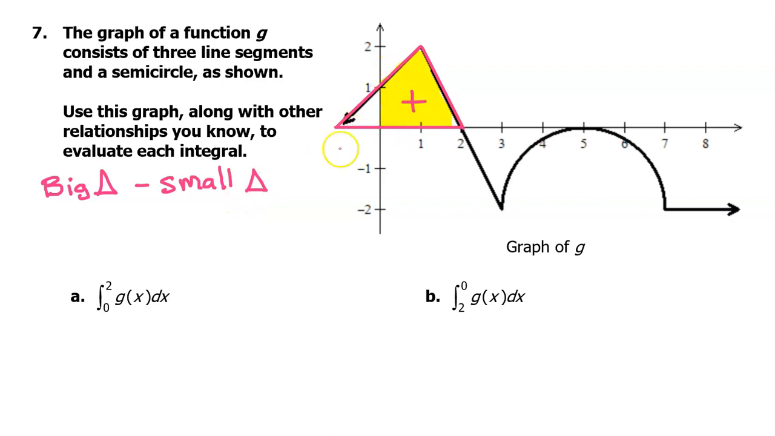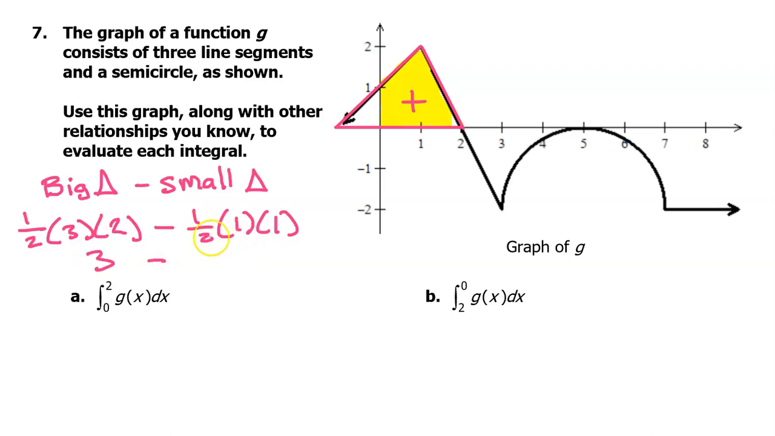The area of a triangle is 1/2 base times height. For the big triangle, that is 1/2 times 3, the base is 3, times 2, the height is 2. For the small triangle, we have 1/2, the base is 1 and the height is 1. Well, 3 times 2 is 6, and half of 6 is 3. And this is simply 1/2. So I have 3 minus 1/2, which equals 2.5. So that would be the yellow area.